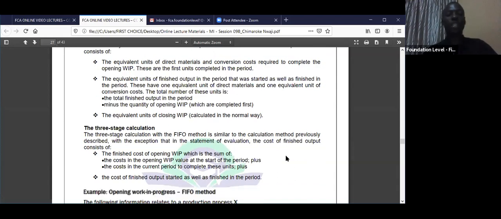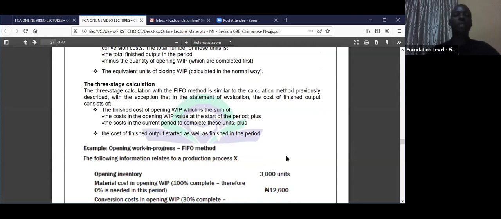Anyway, let's go to the three-stage calculation and see how it is being done. The three-stage calculation with FIFO is similar to the ones we've been doing. You have to calculate the finished cost of opening work in progress, which is the sum of the work in progress value at the start of the period plus the cost in the current period to complete them. Plus, we'll now do the cost of finished output started as well as finished in the period. So let's see the difference.